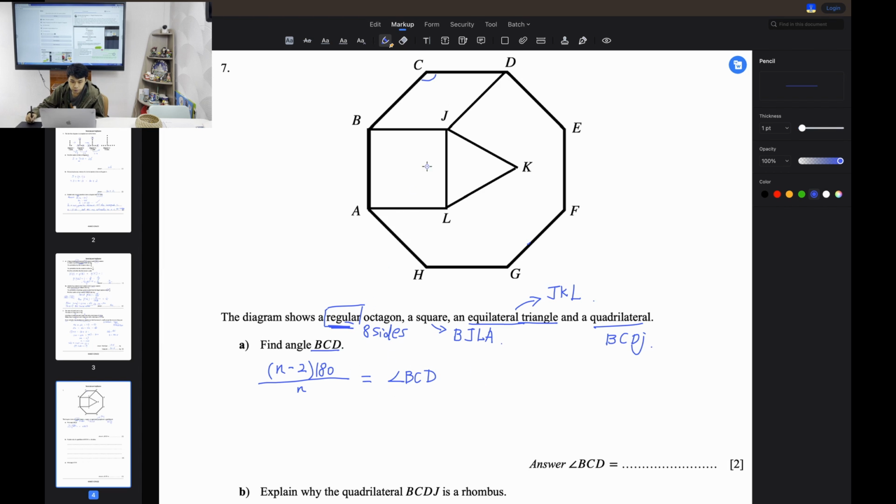Anyway, angle BCD is one of the interior angles, so we can always use the sum of the interior angles divided by the number of sides. So that equals 6 multiplied by, pardon me, let me erase this, rewrite. 6 times 180 divided by 8, which equals 135, okay? That means your angle BCD is 135 degrees.